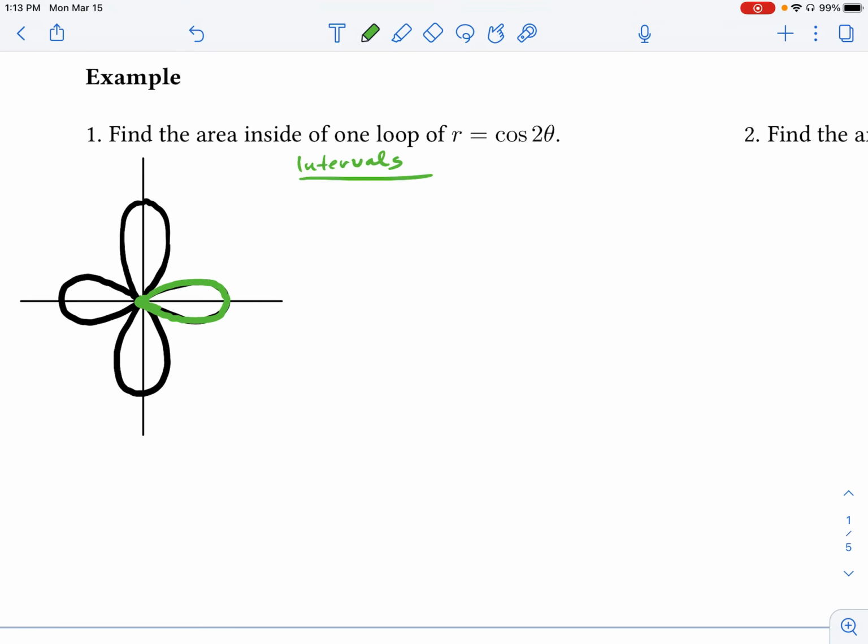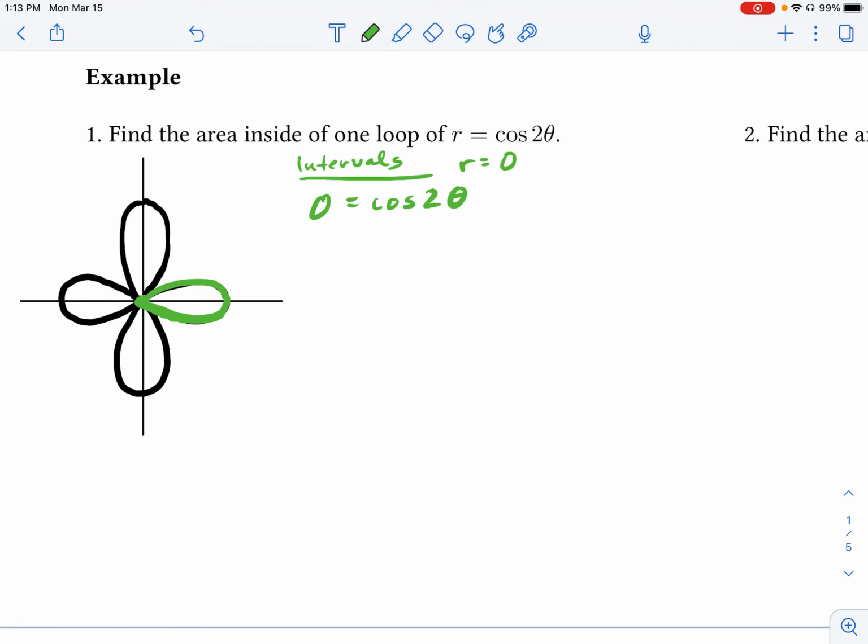I know that at least the starting or the ending point of my loop is going to be when r is equal to 0. So let me solve. When r is equal to 0, 0 is equal to cosine of 2 theta. We've got a double angle here that we're going to solve for, right?